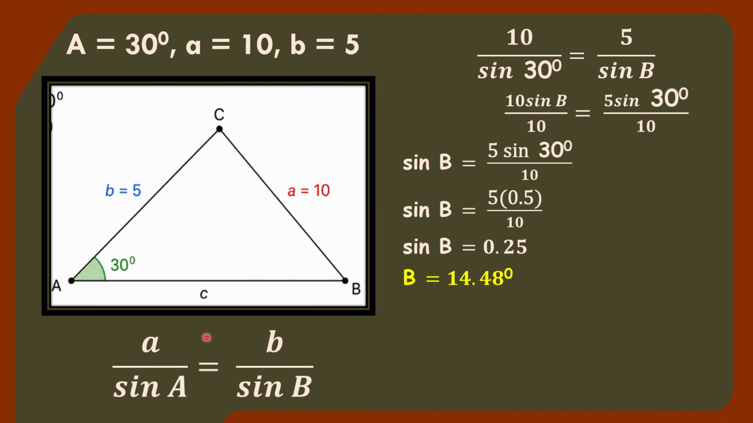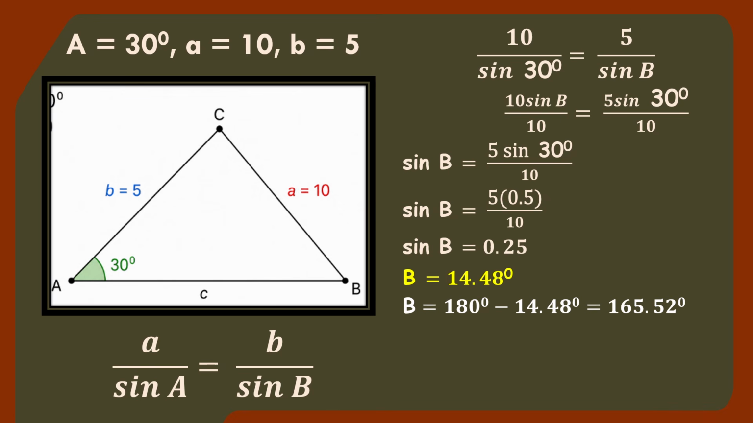Afterwards, let us get the other value of B. So B is equal to 180 degrees minus 14.48. 180 degrees subtract 14.48, the answer is 165.52 degrees. So let us check.